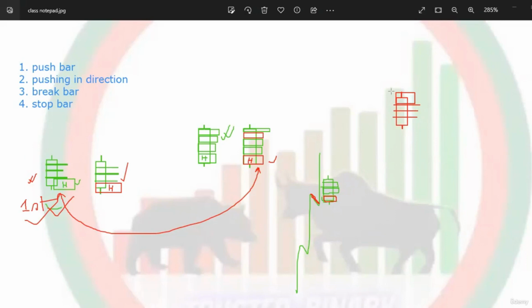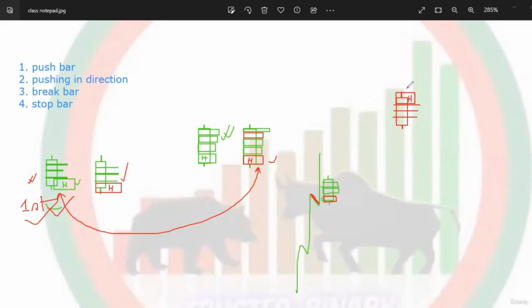Same thing: when this candlestick's volume is high and this volume is by the seller side, that is a very perfect, relevant situation in the downtrend market. The power of control is in the seller's hand, and this is a bearish candlestick, so that is a perfect push bar. After any momentum situation, I will explain everything step by step. Just try to understand and recognize first. Today, just try to recognize all these four: push bar, pushing in direction, break bar, and stop bar. We will learn everything step by step.